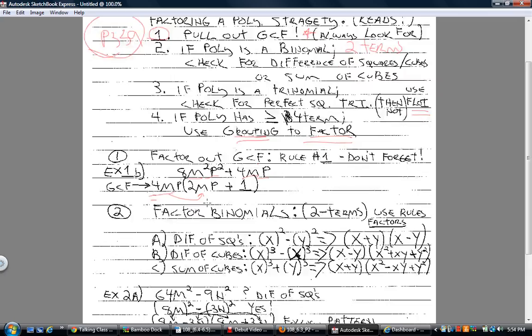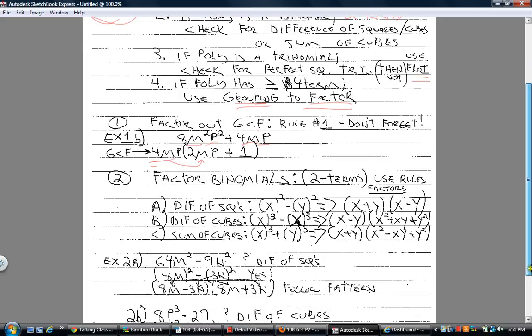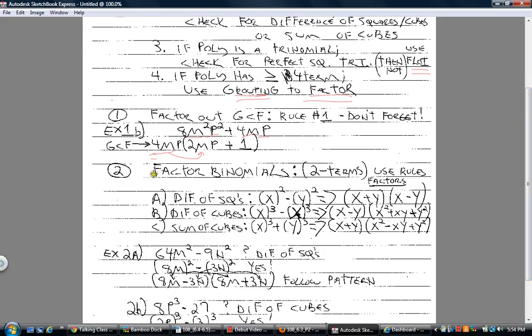Let's take a look at objective 2. Factoring binomials.